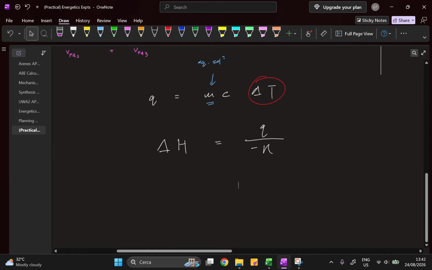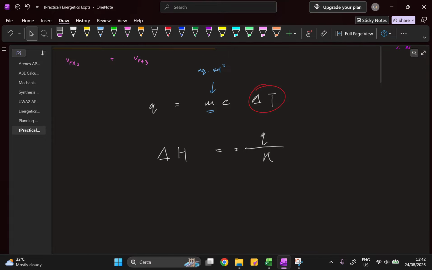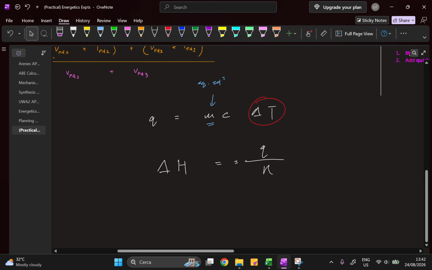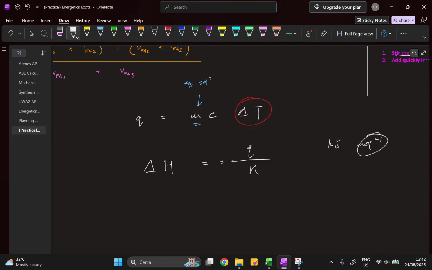And then delta H is just this over the number of moles. There's no negative, I'm sorry. Actually, let me put a plus minus here. This number of moles is the number of moles of the limiting reagent. I say again, this number of moles is the number of moles of the limiting reagent. Clear? That's how I get my delta H in kilojoules per mole. I divide by mole.